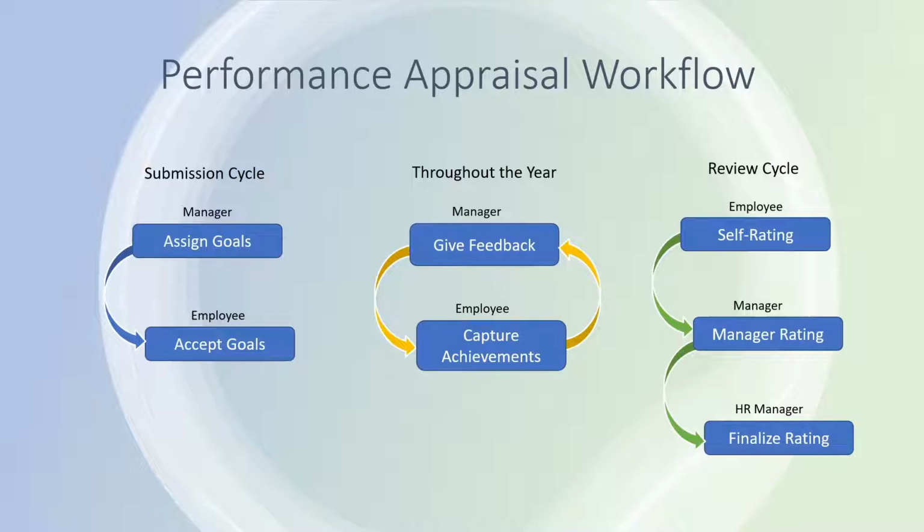Now at the end of the year, what happens is a review cycle starts. So first of all, based on the goals received by the employee and based on the achievements and KRA captured by the employee, they rate themselves on a scale of 1 to 5. So they decide their own rating, then they submit their own rating to the manager. Then the manager rates the employee based on his own understanding and based on the achievements submitted by the employee.